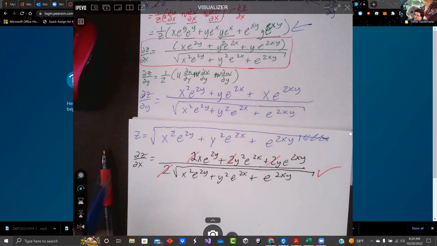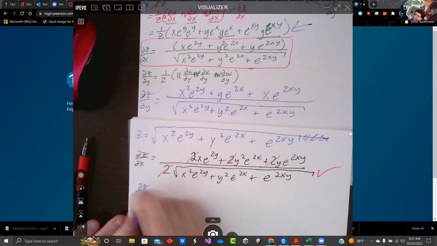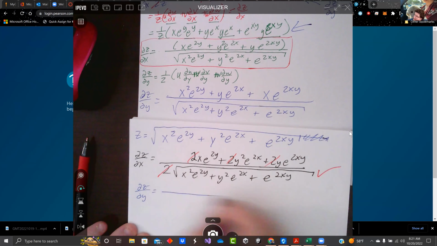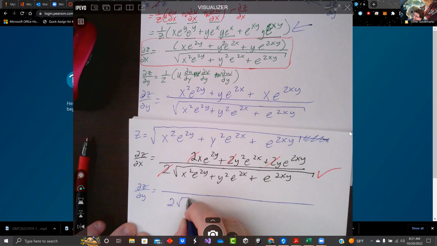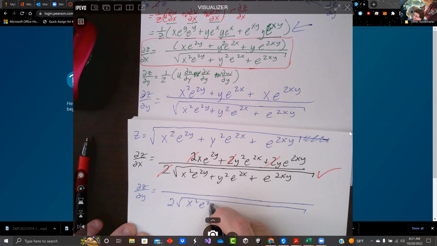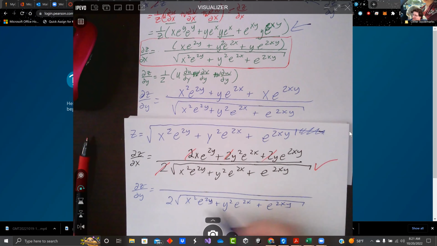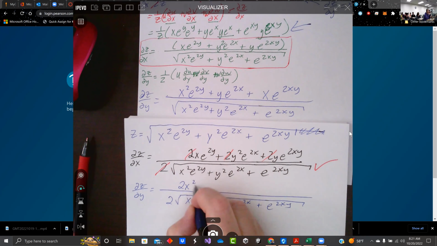Same thing with dz dy. Bottom has the 2 and then the big square root. And then we take the derivative of the inside with respect to y. That's 2x.